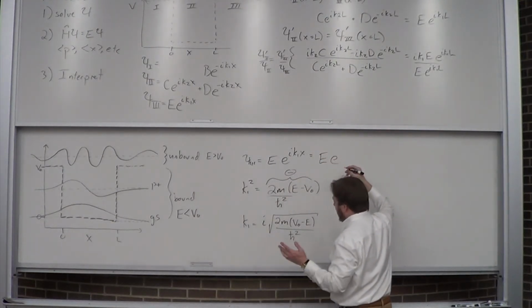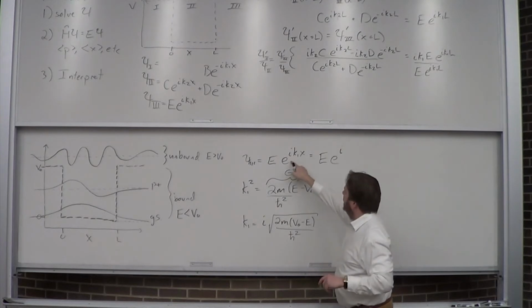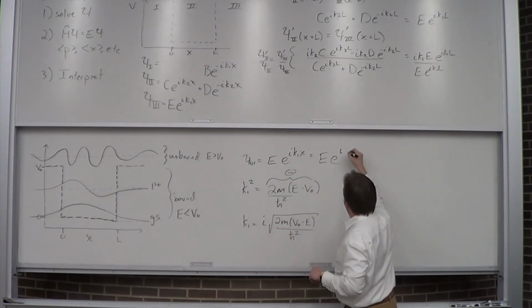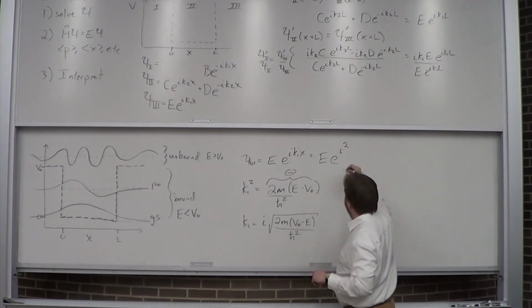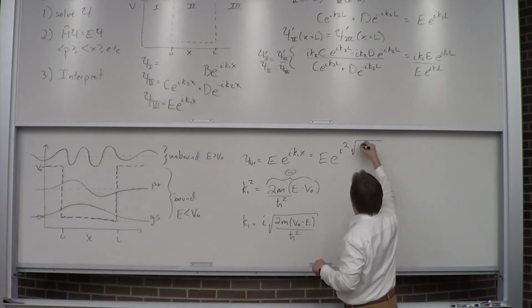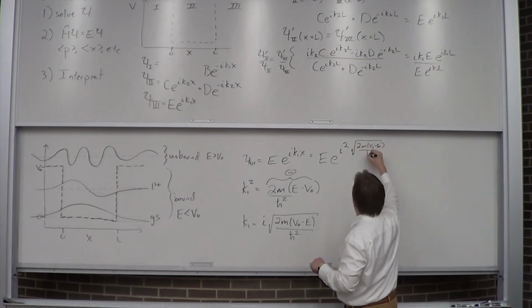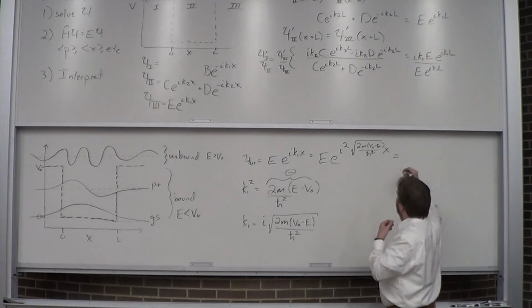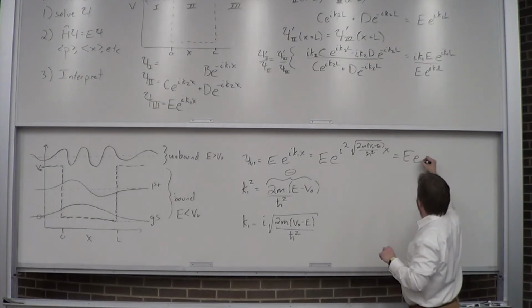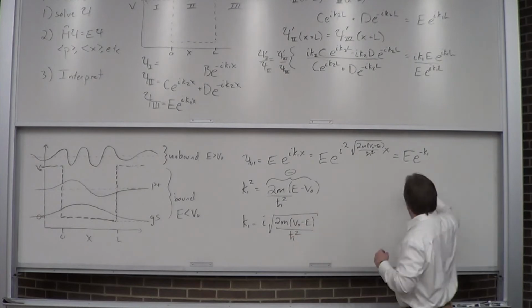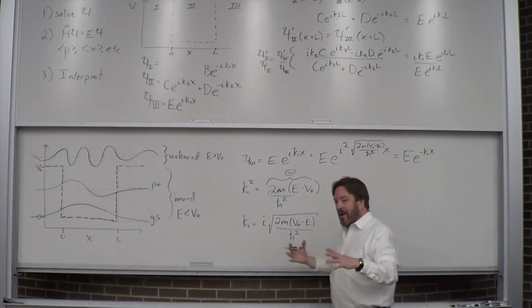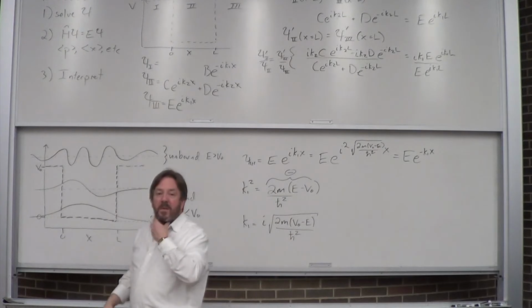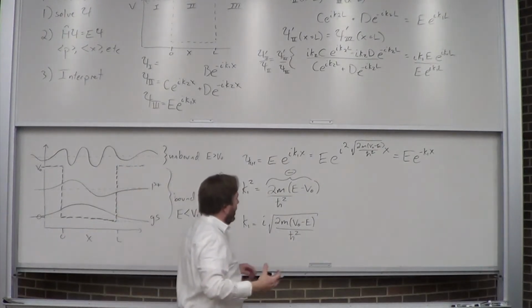e to the i squared, well, this, 2m(V minus E) over h bar squared. Let's call that e to the minus k. I'm going to redefine k1 as this. Okay, so there you go. Ta-da! So what? Well, they don't even look different.